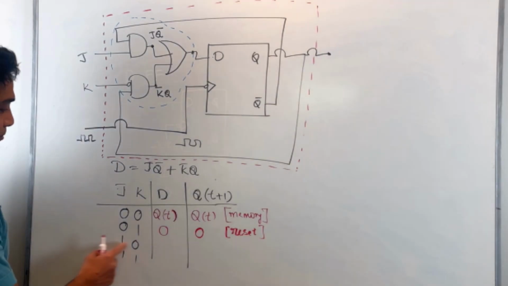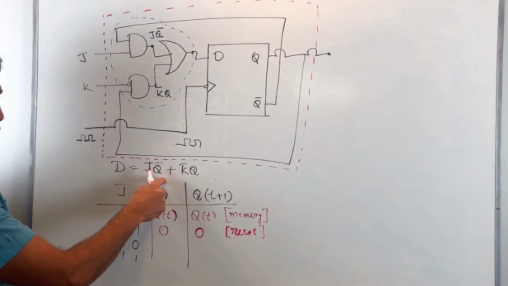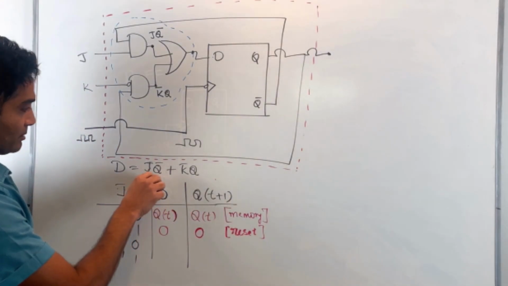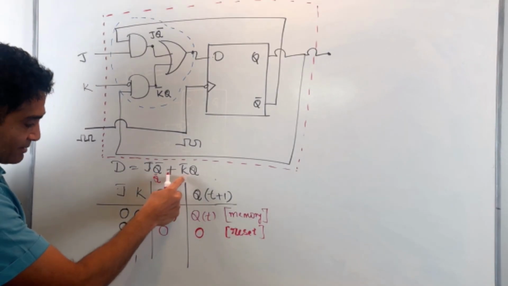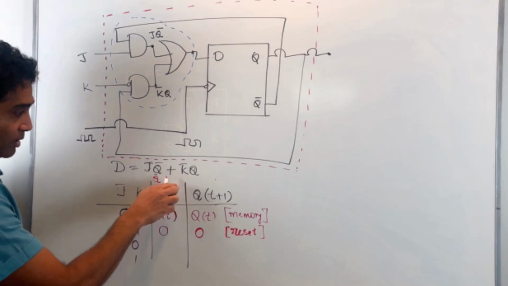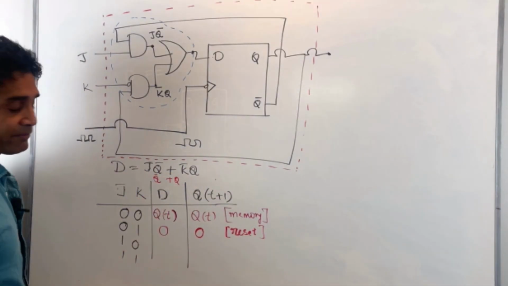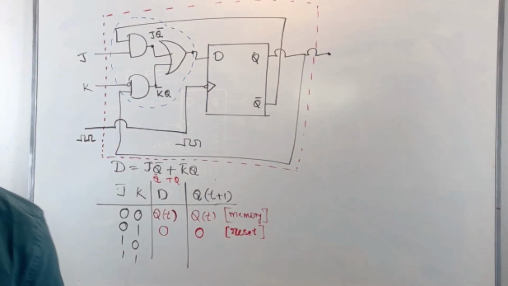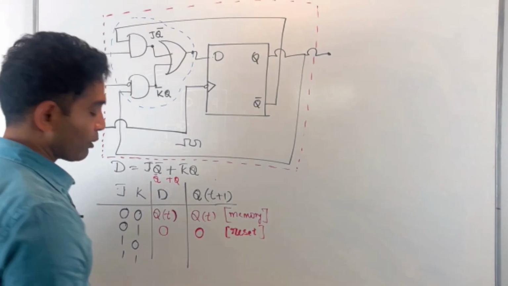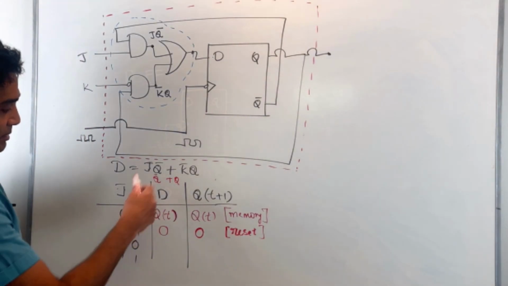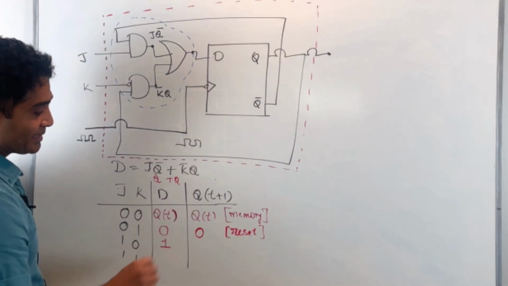1, 0. My J is 1, that means that's Q prime, right? That's Q prime. My K is 0, that means K prime is 1, right? K prime is 1 plus Q. And we know that Q plus Q prime, or X plus X prime, from Boolean identities, is always equal to 1, right? So that's 1. So now I'm applying a 1 on my D input.